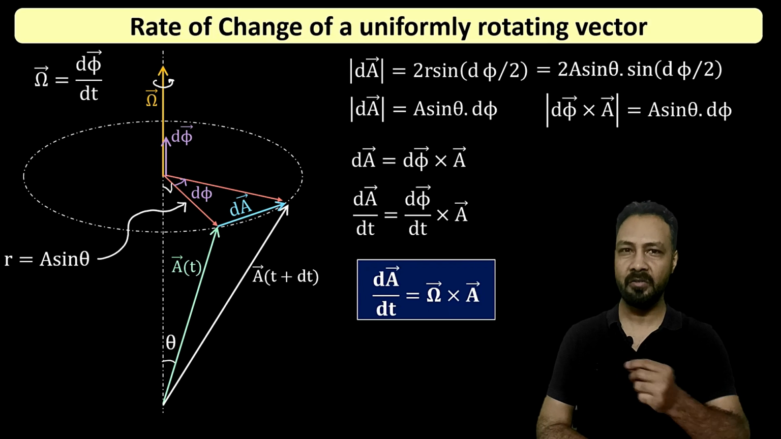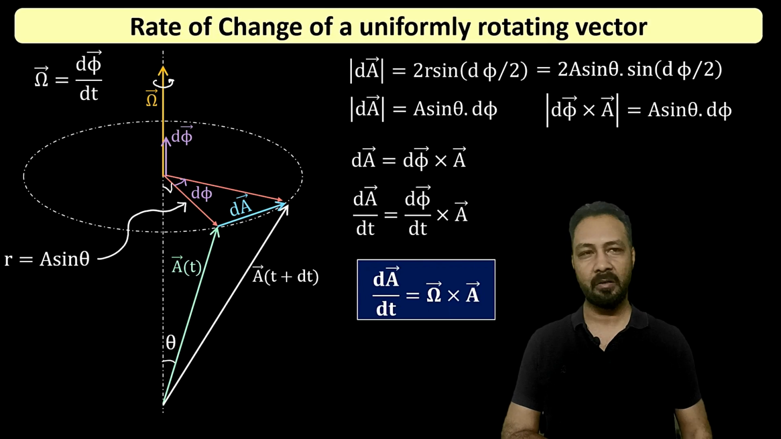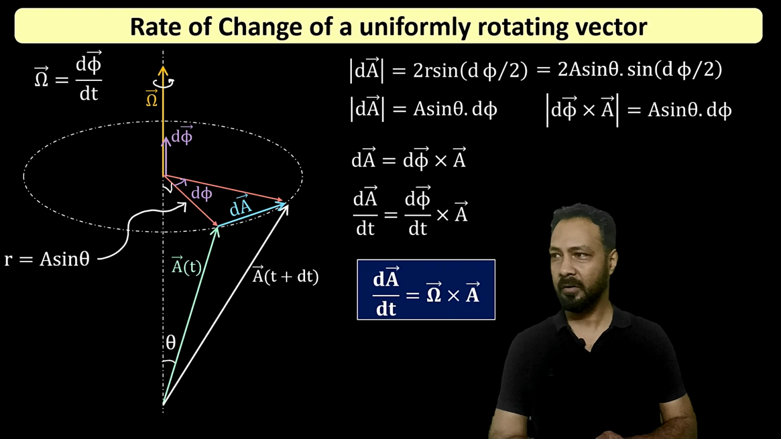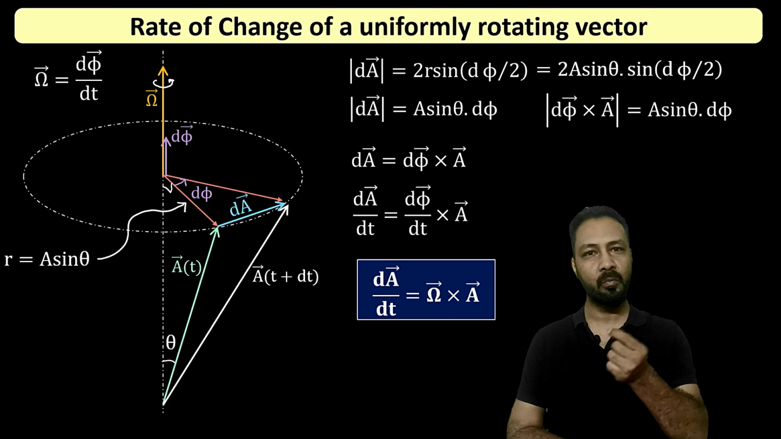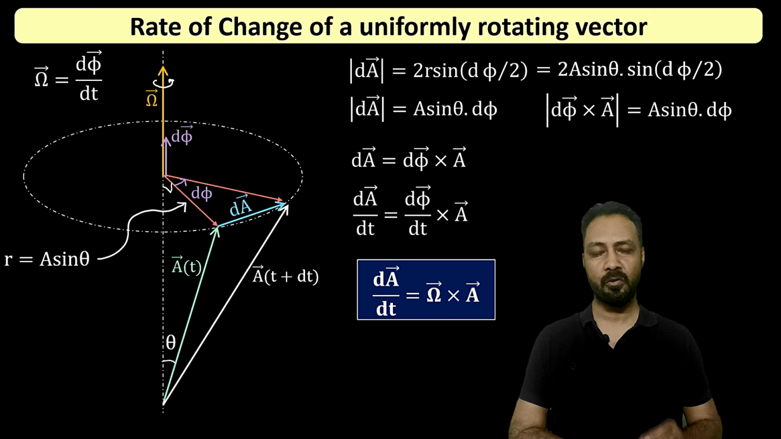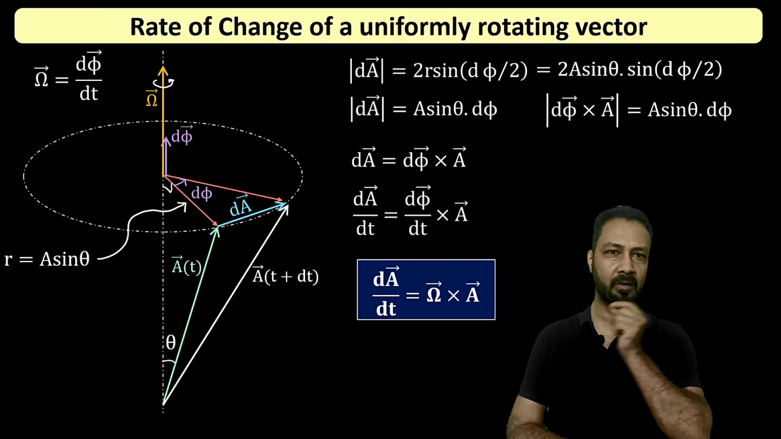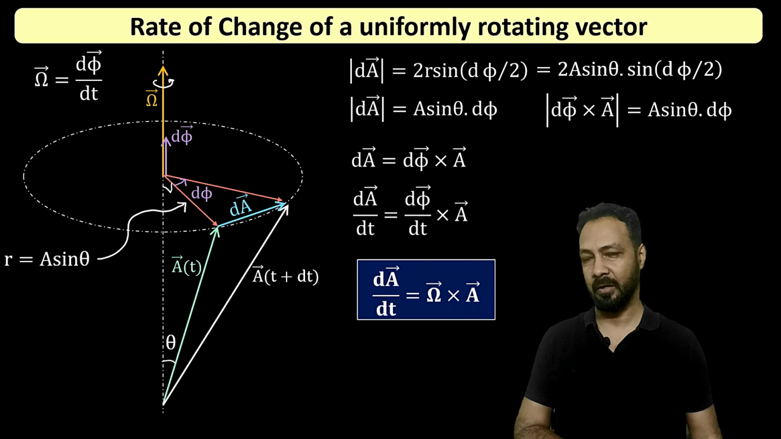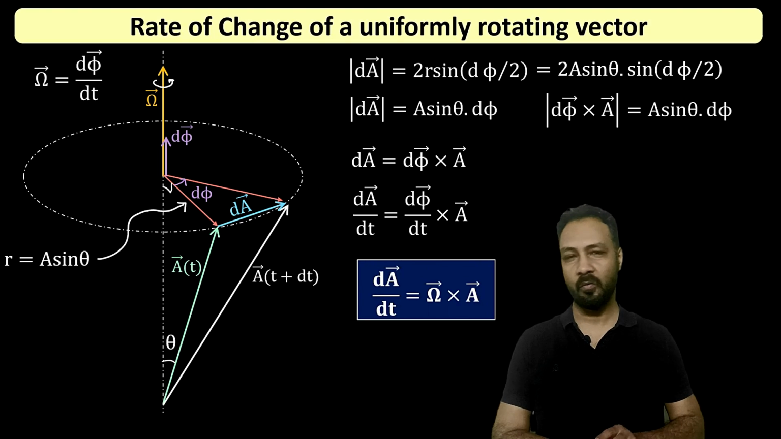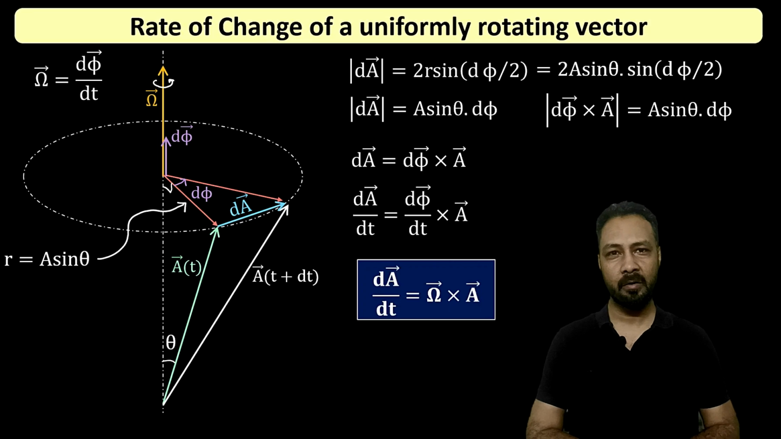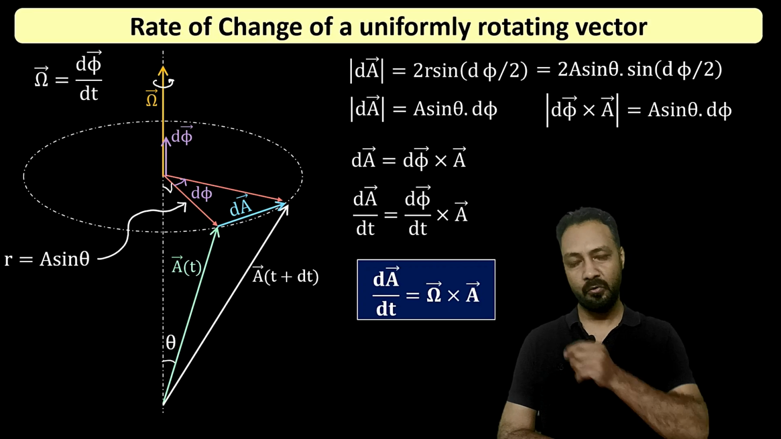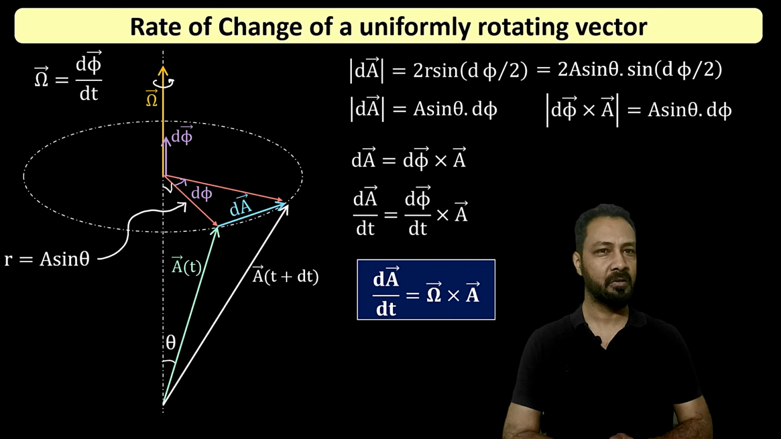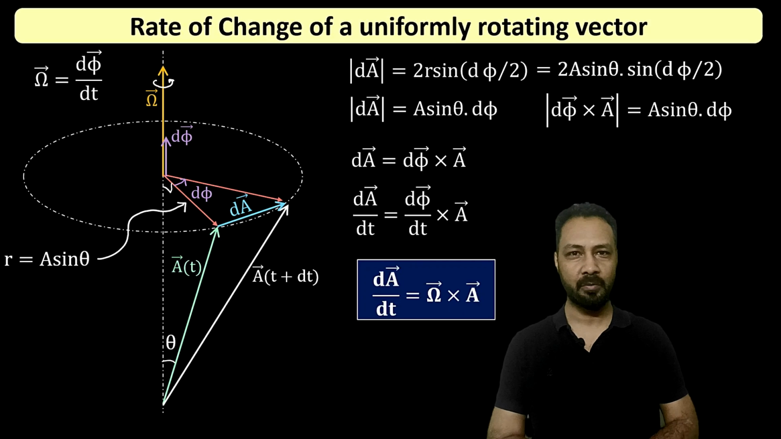So this is a general result for any rotating vector. The rate of change of a rotating vector is the rate at which it is rotating, omega, cross that vector. So suppose now a particle is rotating in a circle of radius r with angular velocity. If we want to write the v vector, we know that the v vector is dr vector by dt. So using this, dr vector by dt is omega cross r, and that is what we use in circular motion.